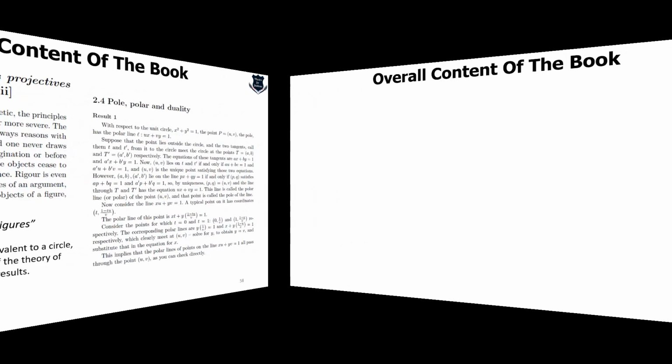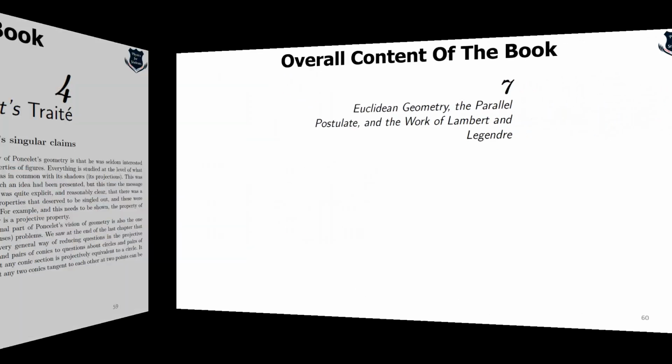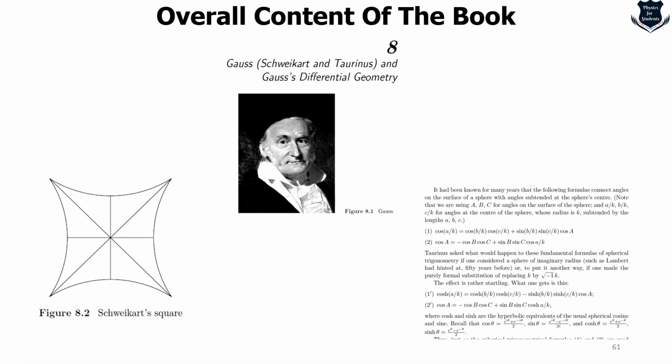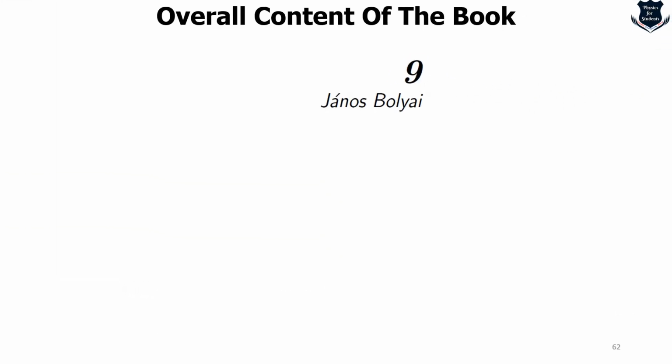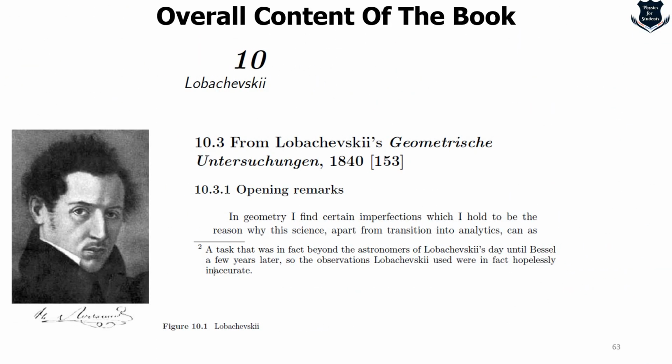Then come polar and duality treatise on the projective figures, and then you will see theorems in projective geometry and several other details. Euclidean geometry, the parallel postulate and the work of Lambert and Legendre, followed by the non-Euclidean parallel postulate, is also covered. Then comes the Prince of Mathematics, Gauss's contribution. Very importantly, János Bolyai's new geometry. You see the figures are absolutely clear. The fundamental figure of Bolyai's geometry, Bolyai's F surface, and so on. Then comes Lobachevsky, we call him the founder of non-Euclidean geometry.